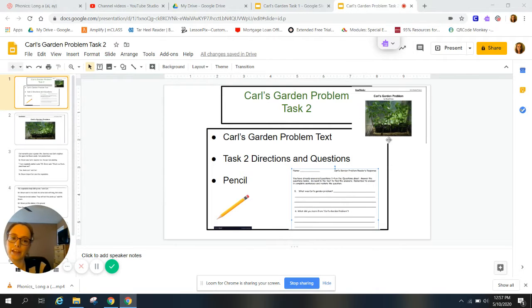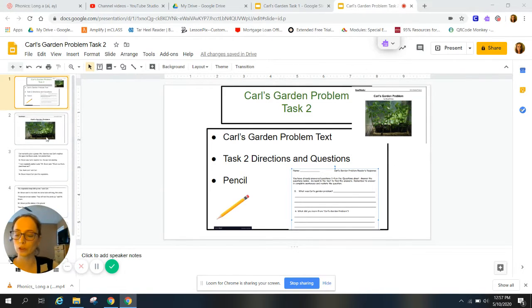So you're going to need that story. Remember the story that had the plants on the front of it, Carl's Garden Problem, and you're also going to need the Task 2 directions and questions. The sheet just looks like this. It has problems 5, 6, 7, 8, and at the top right, it says Carl's Garden Problem Reader's Response. And you're going to need a pencil so we can write our answers with it.